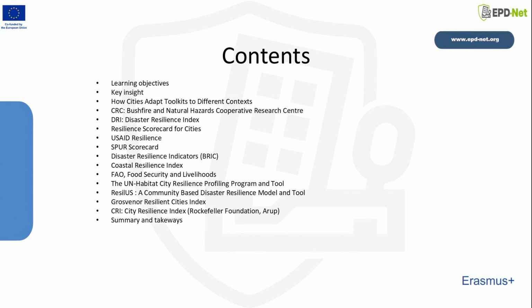Natural Hazards Cooperative Research Center, DRI, Disaster Resilience Index, Resilience Scorecard for Cities, USAID Resilience, SPUR Scorecard, Disaster Resilience Indicators, BRIC, Coastal Resilience Index, FAO, Food Security and Livelihoods, the UN Habitat City Resilience Profiling Program, TOOL, Resil-US, a community-based disaster resilience model, TOOL, Grosvenor Resilient Cities Index, CRE, City Resilience Index, Rockefeller Foundation, URUP. Summary and takeaways in the content of the topic in order.